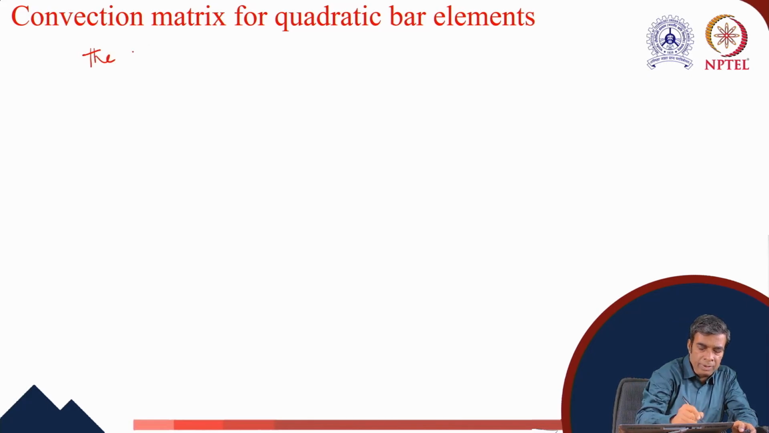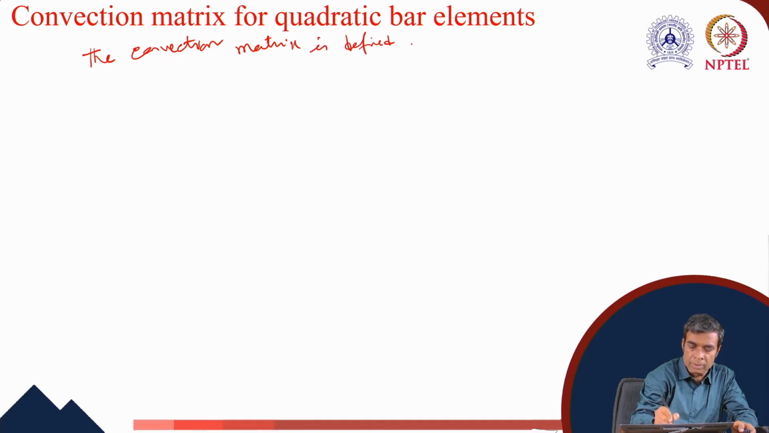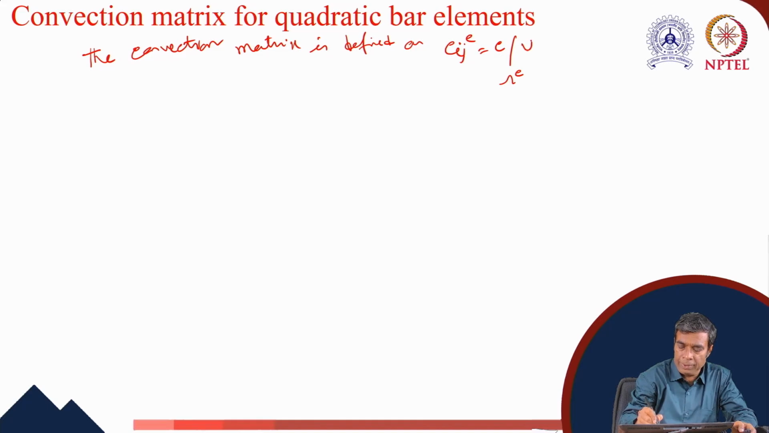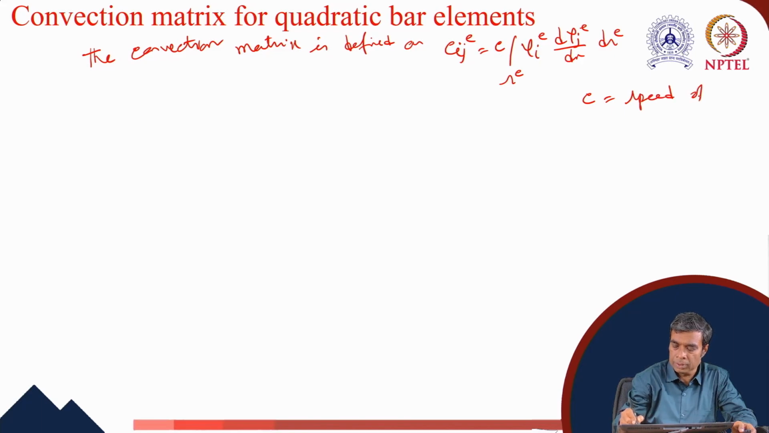The convection matrix is defined as C_ij^e equals C into integration over omega e of psi_i^e d psi_j^e/dx d omega e, where C equals the speed of the wave. This is a constant.